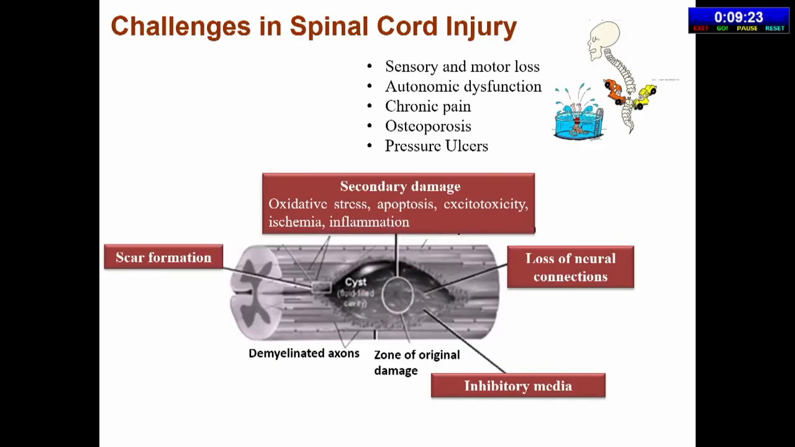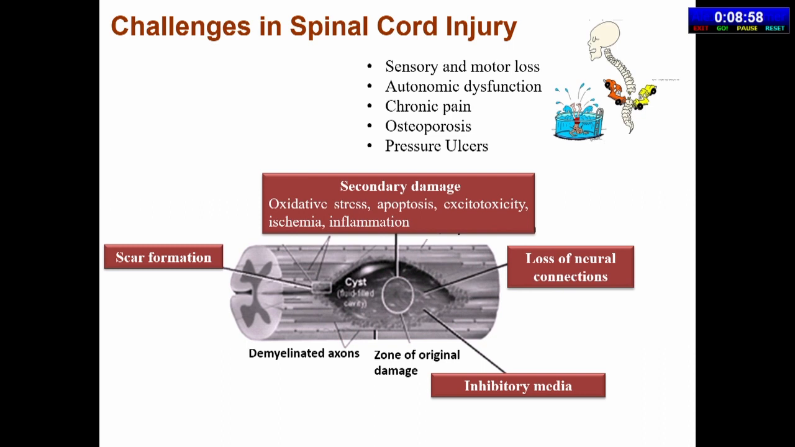What are the challenges basically in spinal cord injury is that definitely after primary impact there is a loss of neural connections, but like it's been said, there is a secondary damage which spreads both rostrally and caudally, and gradually over a period of time there is activation of glial cells and formation of scar. In humans especially it takes about 4 to 6 months.